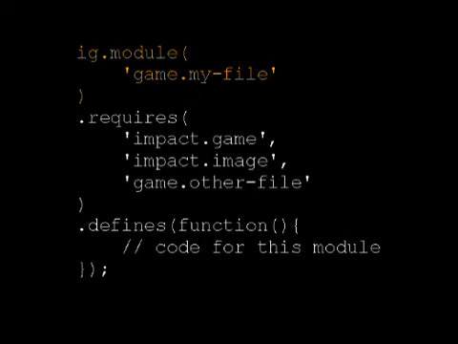So the first part is you attach the module itself to the IG namespace. That's where the game lives. And then you give it a name. So in this case, it's game.myfile.